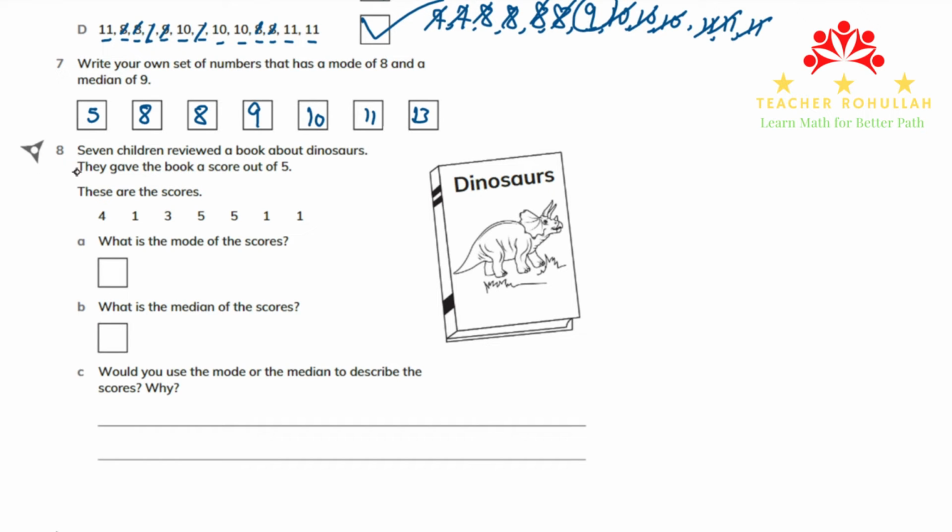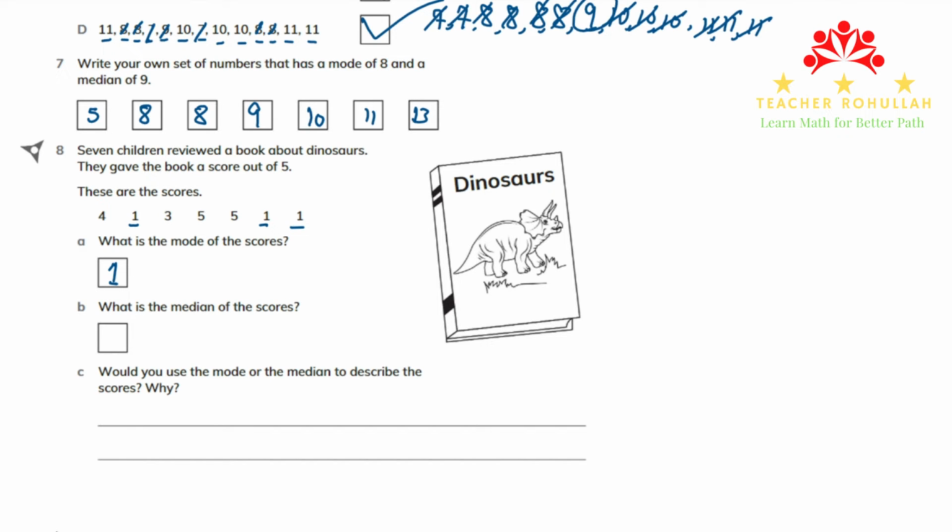In question 8, it says, 7 children reviewed a book about dinosaurs. They gave the book a score out of 5. These are the scores. So we have 4, 1, 3, 5, 5, 1, 1. Here it says, what is the mode of the scores? Mode, you know, is the one that occurs most often. So 3 times we have 1. In this case, we can say that 1 is the mode of the scores.